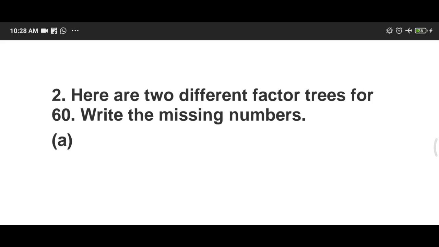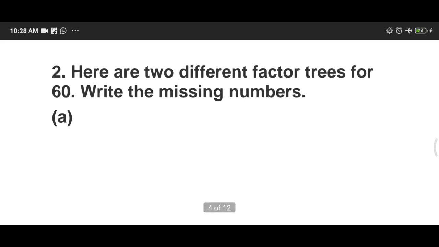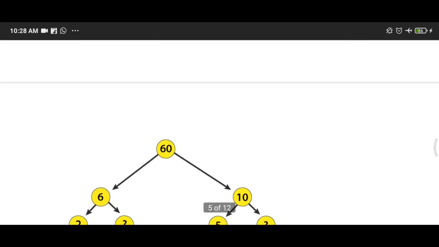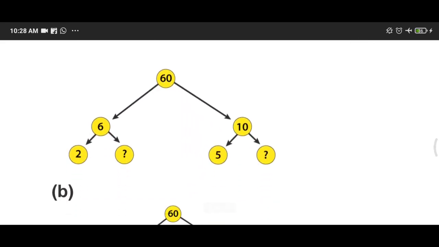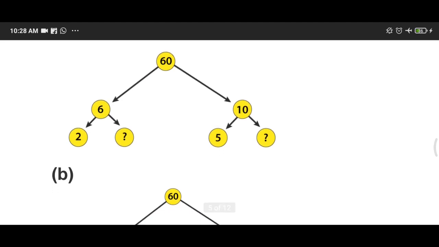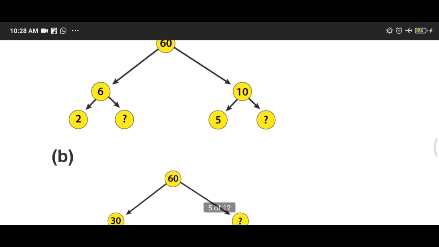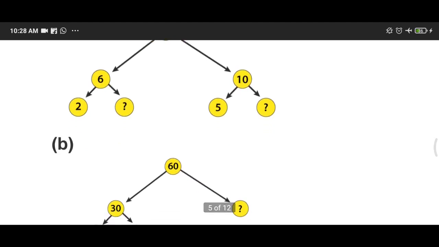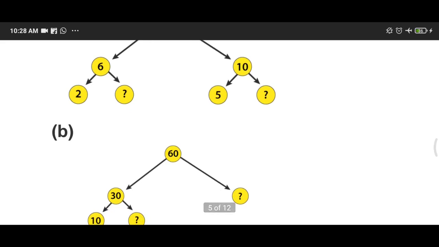Now we are on question number 2. Here are two different factor trees for 60. We have to write the missing numbers. In A part you can see 60 is divided as 6 and 10. 6 times 10 is 60. Then 6 is divided into 2 and a question mark, and 10 is divided into 5 and a question mark. Now 6 is 2 times how many? 2 ones are 2, 2 twos are 4, and 2 threes are 6. And 5 times how many is 10? 5 twos are 10. So in the first blank we will fill 3, and in the second blank we will fill 2.